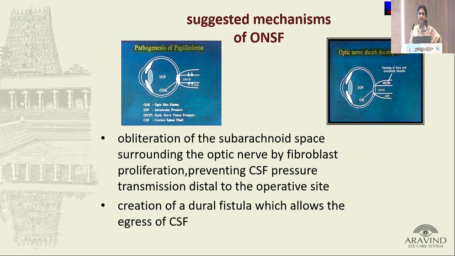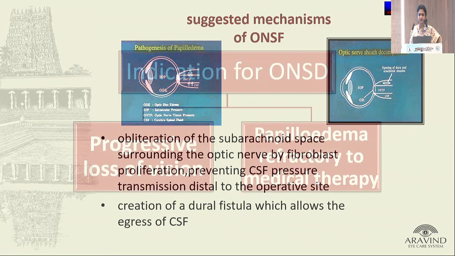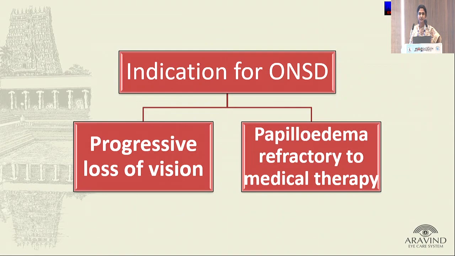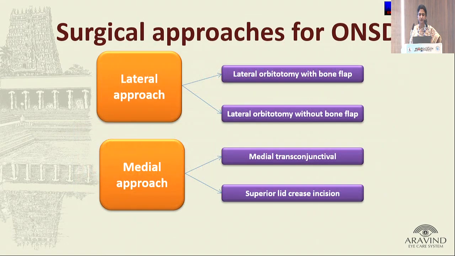The mechanisms of fenestration are the obliteration of the subarachnoid space surrounding the optic nerve by fibroblast proliferation, preventing the CSF pressure transmission distal to the operative site, and creation of a dural fistula which allows the egress of the CSF. So the definitive indications for optic nerve sheath decompression or fenestration are progressive loss of vision and papilledema that's refractory to medical therapy. These are the indications that we have to keep in mind.